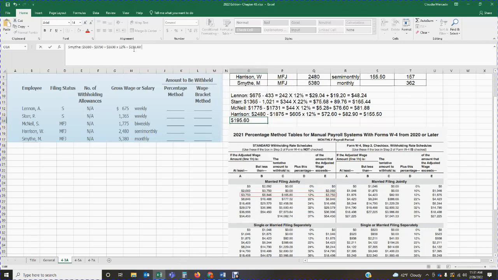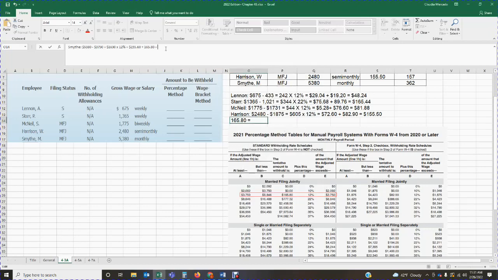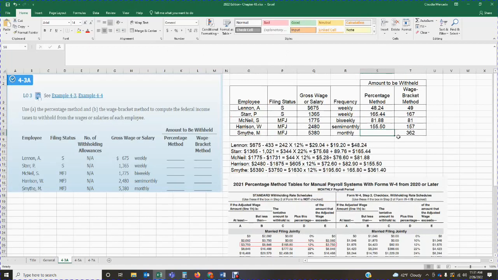195.60. And then I'm going to add that number in column C, the tentative amount to be withheld, which is 165.80. And let's see what we get. Plus 165.80, we get 361.40. So if we compare, we've got 361.40 versus 362. Very close in nature.